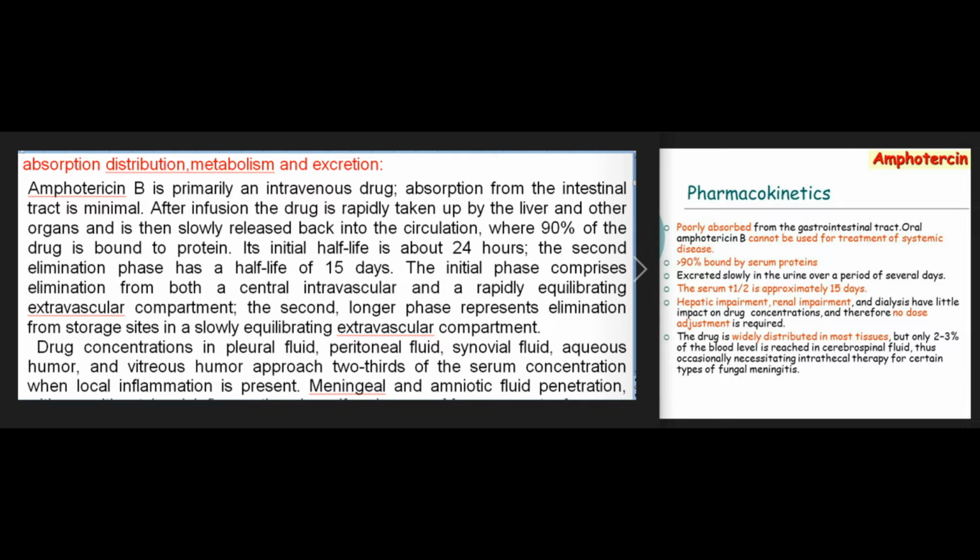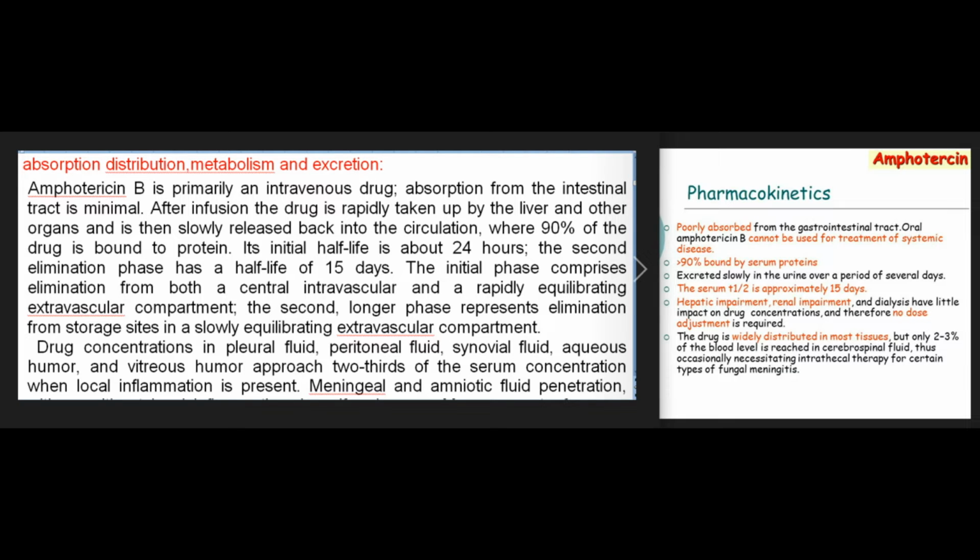Amphotericin B is primarily an intravenous drug. Absorption from the intestinal tract is minimal. After infusion, the drug is rapidly taken up by the liver and other organs and is then slowly released back into the circulation, where 90% of the drug is bound to protein. Its initial half-life is about 24 hours, the second elimination phase has a half-life of 15 days. The initial phase comprises elimination from both a central intravascular and a rapidly equilibrating extravascular compartment. The second, longer phase represents elimination from storage sites in a slowly equilibrating extravascular compartment.